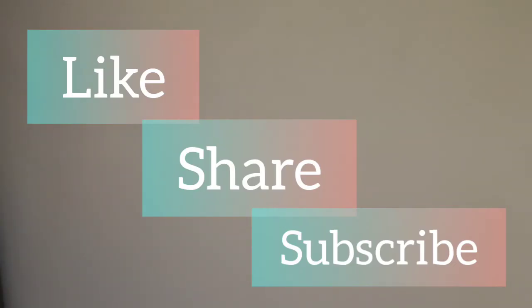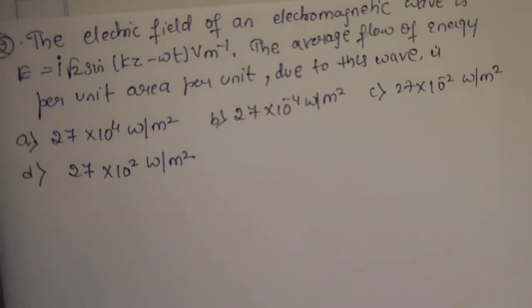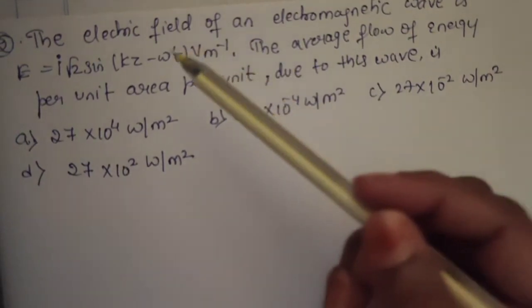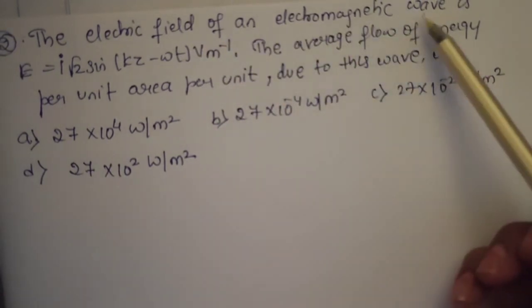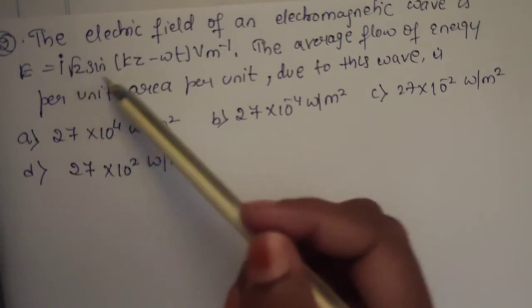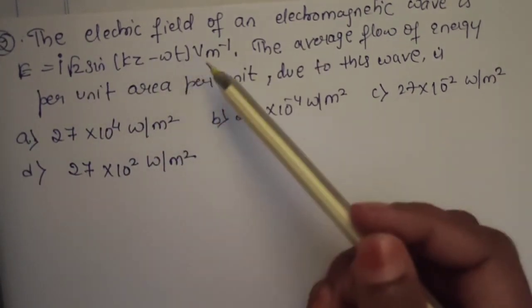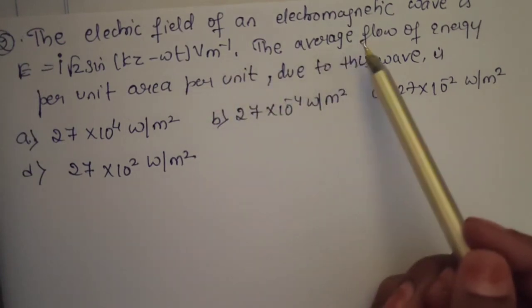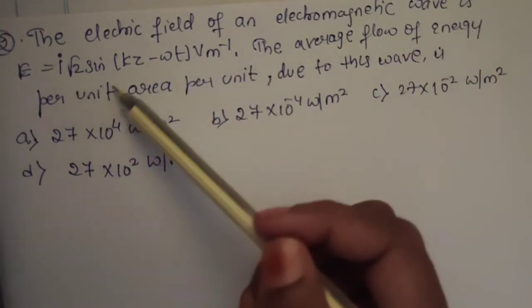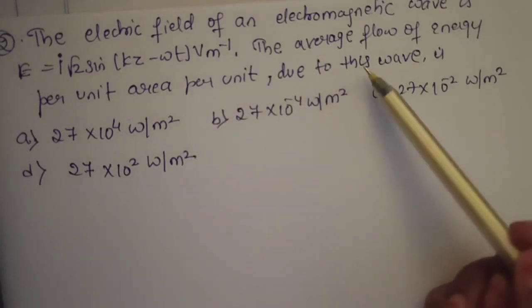Now moving on to the second question. The question states that the electric field of an electromagnetic wave is E equals i root 2 sine of kz minus omega t volts per meter. The average flow of energy per unit area per unit time due to this wave is.